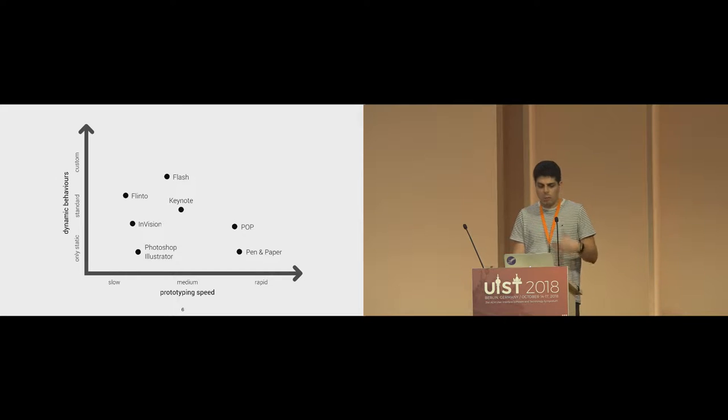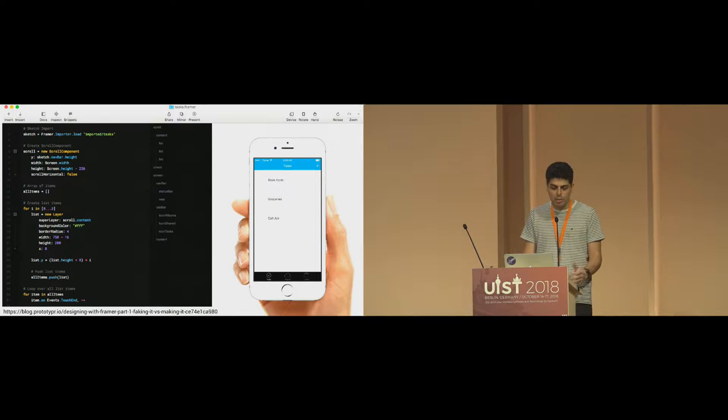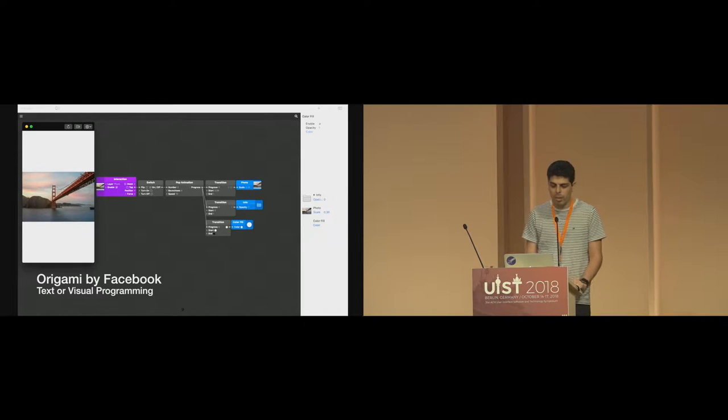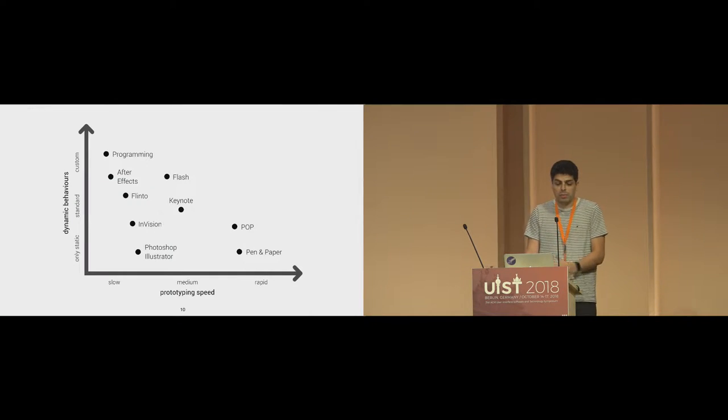But if we want to go higher in this y-axis, we need to go to tools that rely on video editing or programming, like Framer, for example, that is a text-based prototyping tool, or Origami, that is used in patch-based visual programming. If time and money is not a problem, we could use high-budget video prototyping.